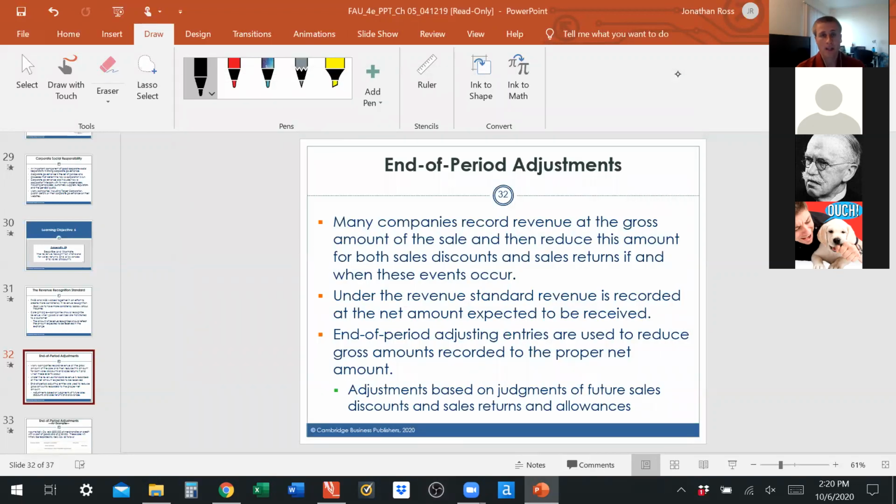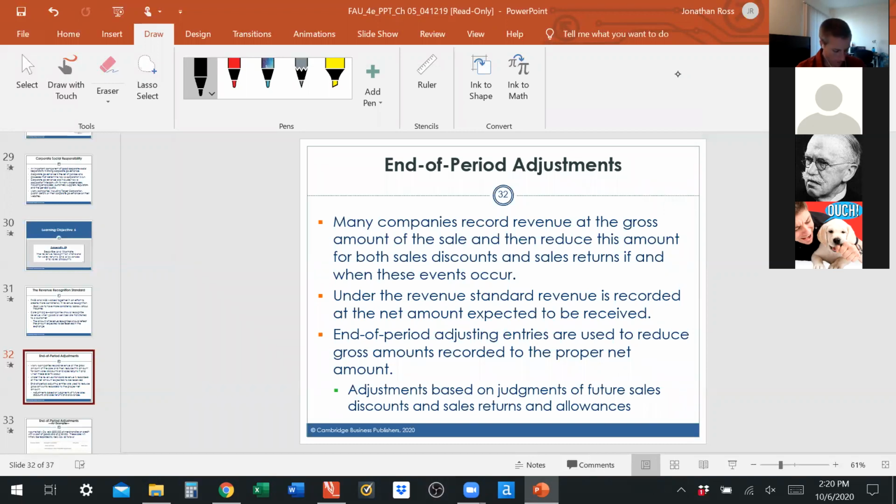Debit cash and credit sales revenue. And then you just wait. And if they return something to you, then you debit sales returns and allowances. And then, of course, if they had paid you, you've got to pay them back. So credit cash, give them their cash back.